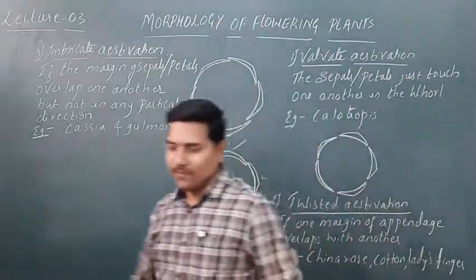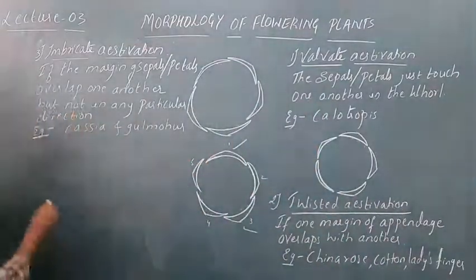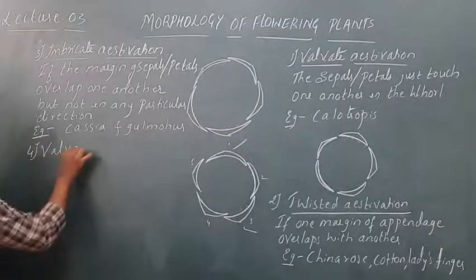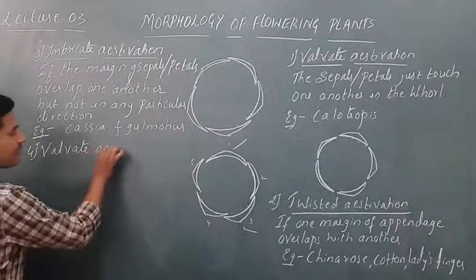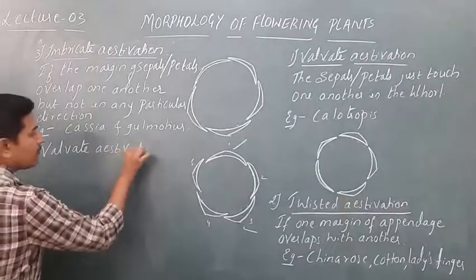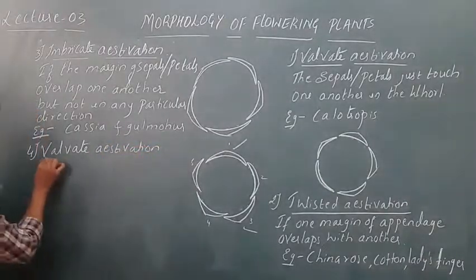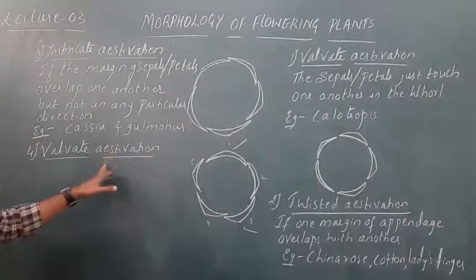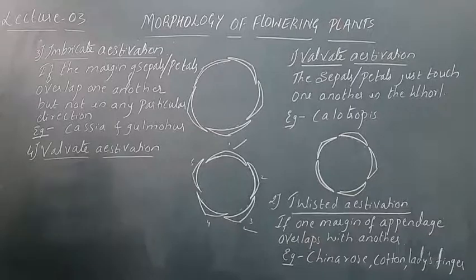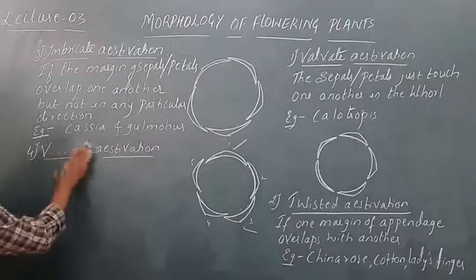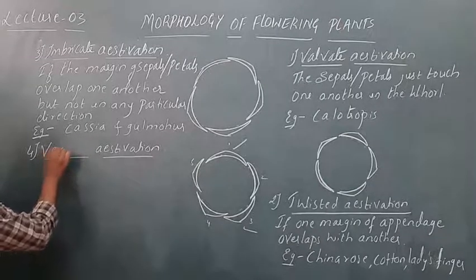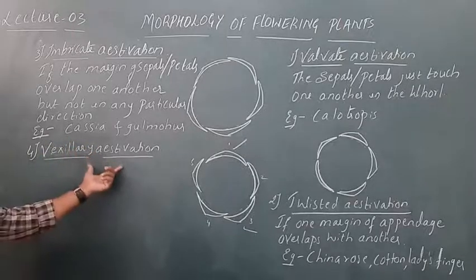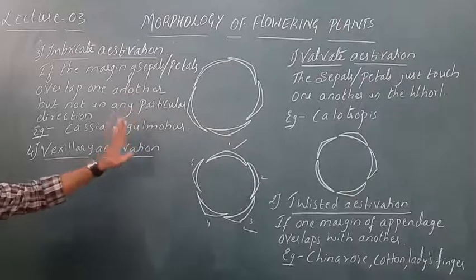The fourth one is the valvate estivation. So fourth one is valvate estivation. So let's look at the definition of a vexillary, not valvate, it is last one, vexillary estivation. Fourth one is vexillary. Okay, let's look at the definition and then we'll have a comparative account over this.